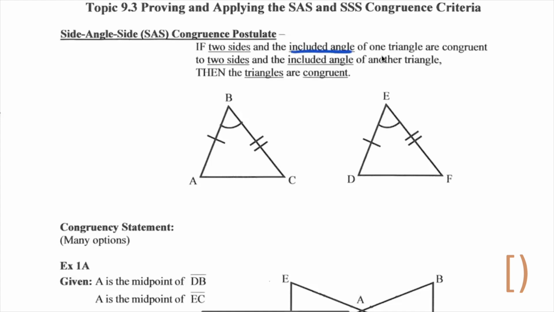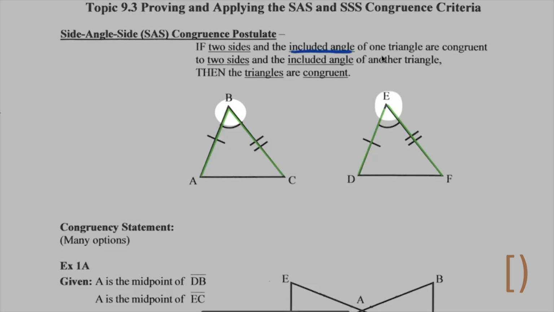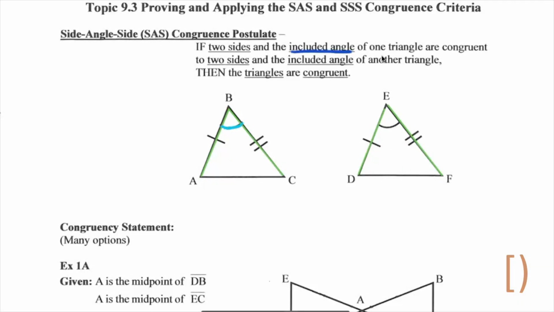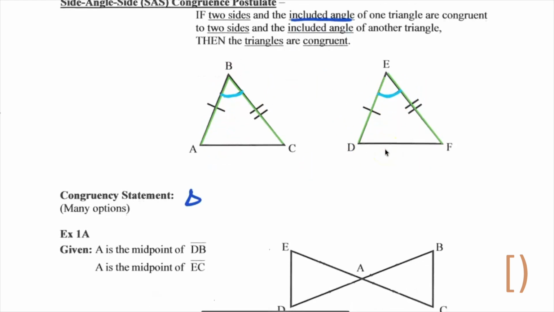If you can see here, we have this side, which matches this side. And we have this side that matches this side. The included angle has to be angle B with angle E, right? It has to be the one in between the two sides. If that's the case, like we have here, side, angle, side, then we can say these two triangles are congruent. So we can say triangle ABC is congruent.